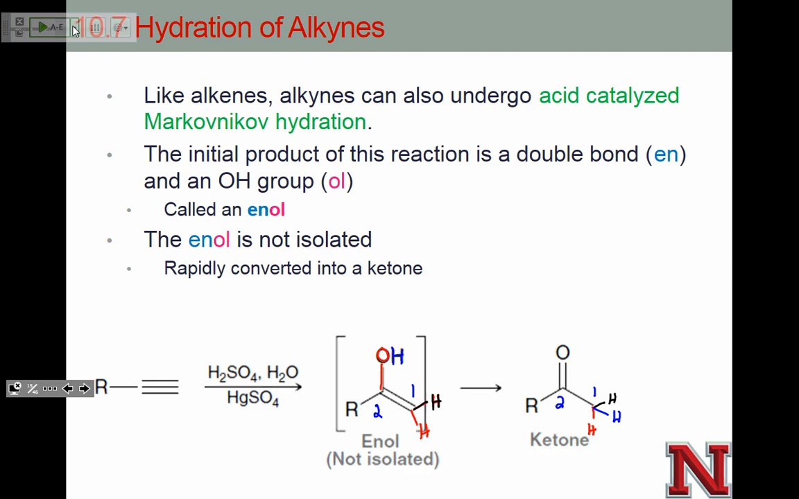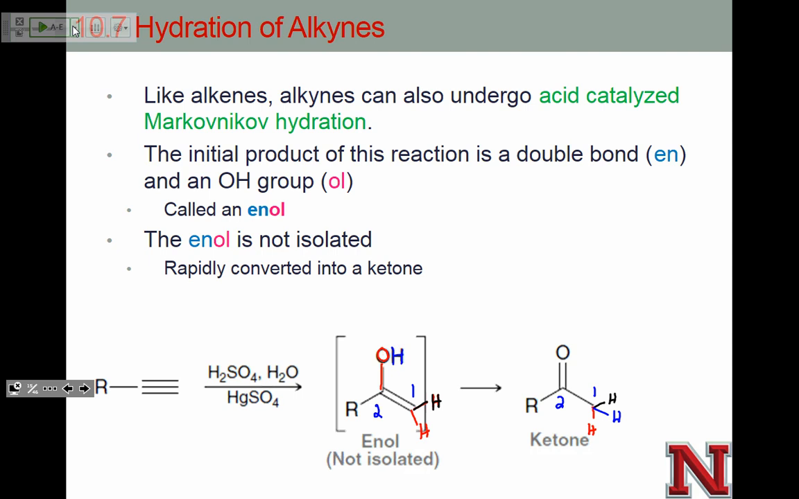Again, this is another reaction that's really only synthetically useful if we have a terminal alkyne, because if we have an internal alkyne, we're going to get a ketone on both carbons. We're going to get a mixture of products, with the ketone on carbon 1 and products with the ketone on carbon 2.